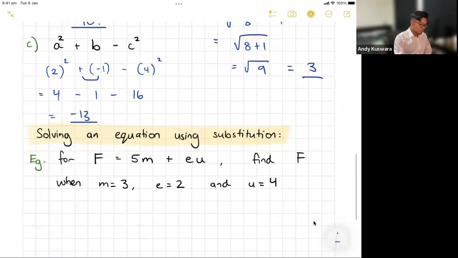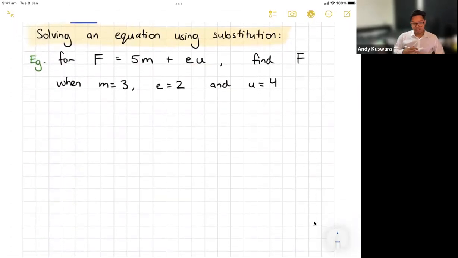Now, there's one more thing that they may ask you to do. They may ask you to solve an equation using substitution. I've created a nice little formula here: F equals 5m plus EU. F is going to be fun. So the formula for fun is 5 lots of however much math you do, plus effort times understanding. So I don't know, that was lame, whatever. So we've got F equals 5m plus EU, and they ask you to find the value of F when m equals 3, E equals 2, and U equals 4.